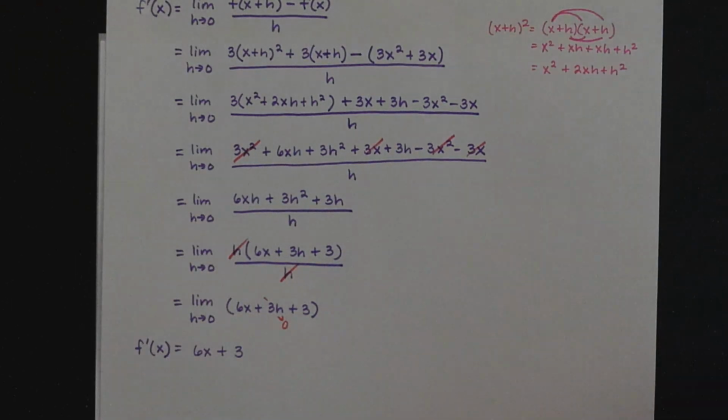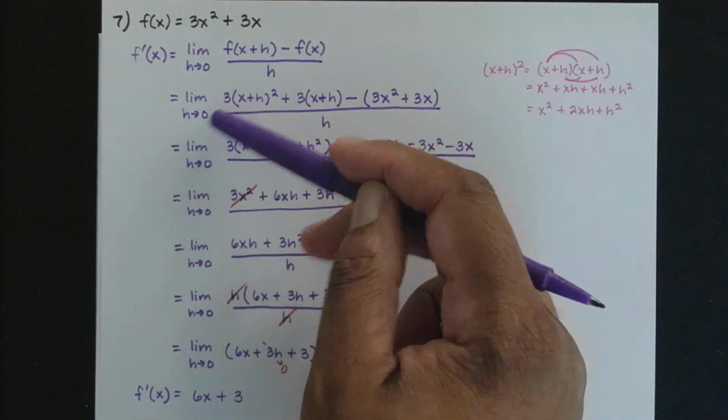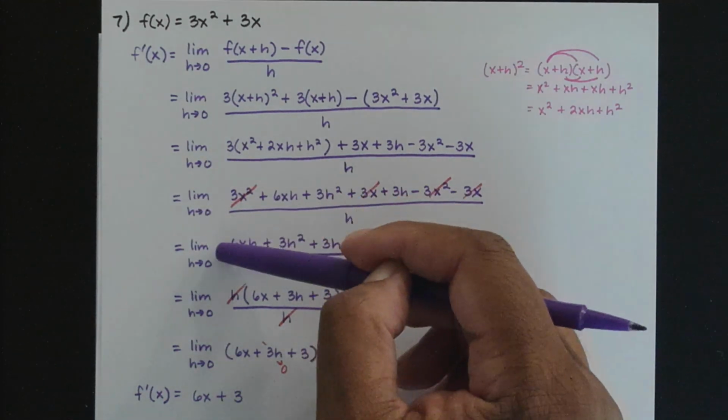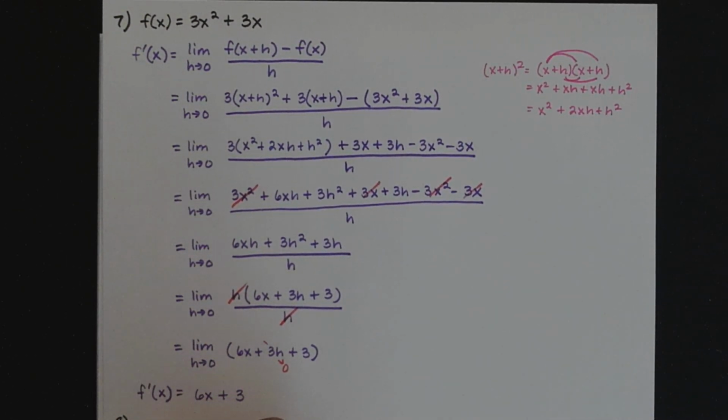Let me zoom out of this, because I want you to know that you do have to bring down this limit notation on each line when you're doing the algebra, because you have not yet taken the limit. You do that at the tail end. Okay. Are there any questions about problem number 7? And you have to use the definition of the derivative that was discussed in section 3.1.